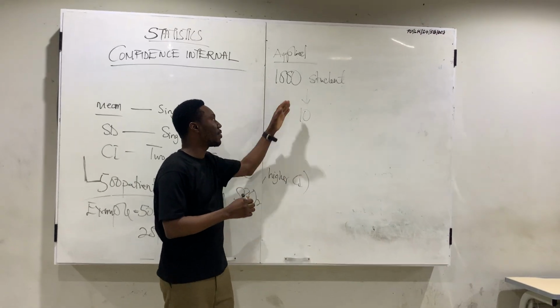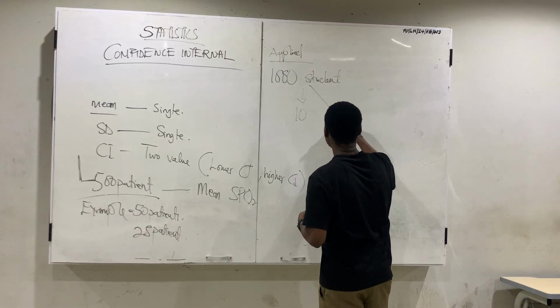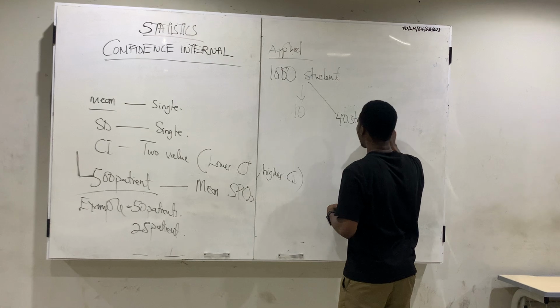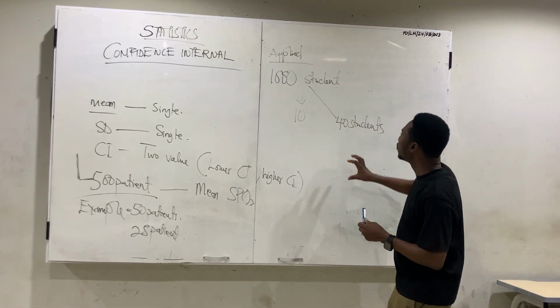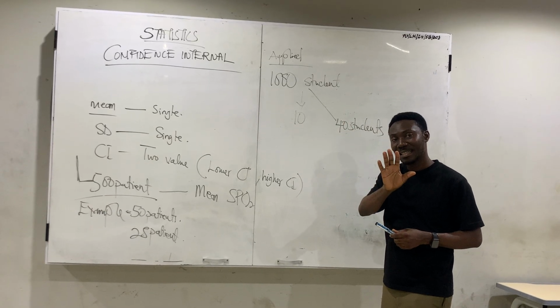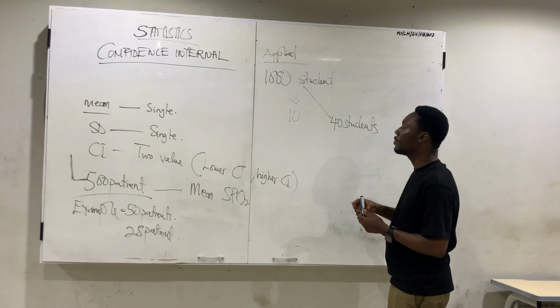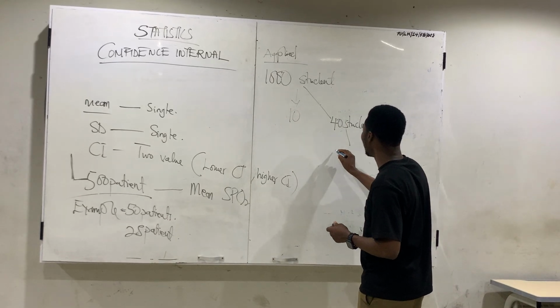Now, confidence interval can just allow you to select, let's say, 40 students out of these 1,000. Then you just calculate the mean score of just the 40 students. But at the end of the day, this confidence interval statistics will give you two sets of values. One of the values, so let's say it will give you two sets of values.